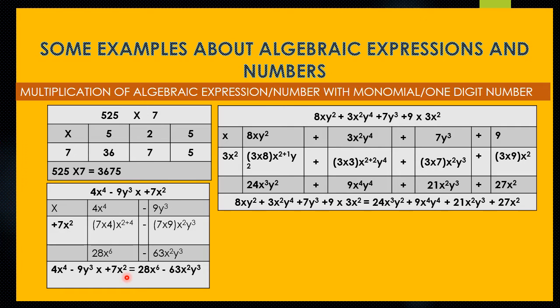Now you look at this second example. Here in this example, I have increased the number of terms of the first expression to be multiplied with the second expression, and that is a monomial. Here the number of terms has been increased. No other difference has been made in this multiplication. Only the number of terms has been increased.